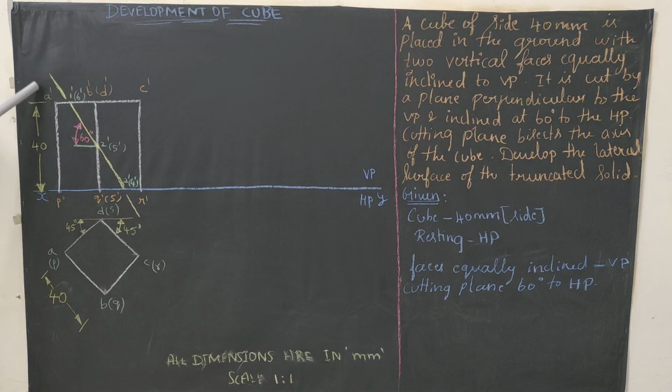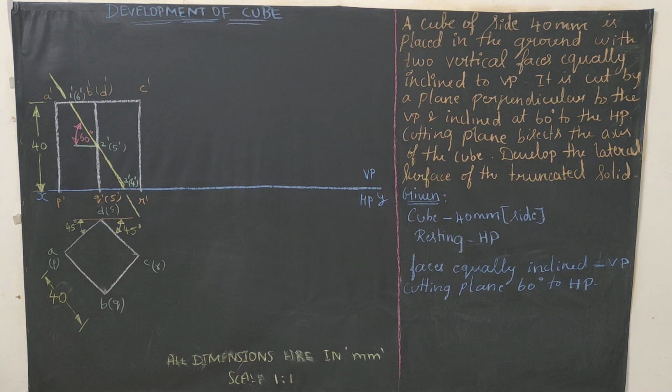So 1 dash is lying between A dash and B dash. 6 dash is lying between A dash and D dash. 2 dash is lying between B dash and Q dash. 5 dash is lying between D dash and S dash. 3 dash is lying between Q dash and R dash. 4 dash is lying between S dash and R dash. Like this only we need to name.